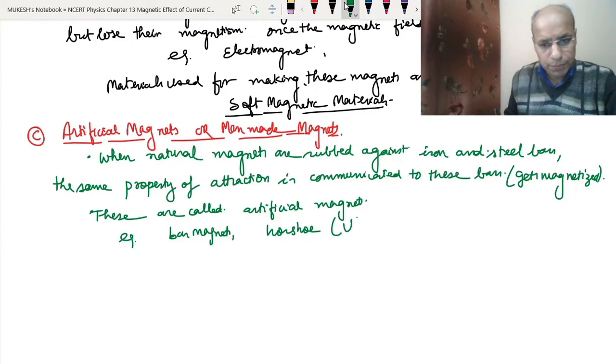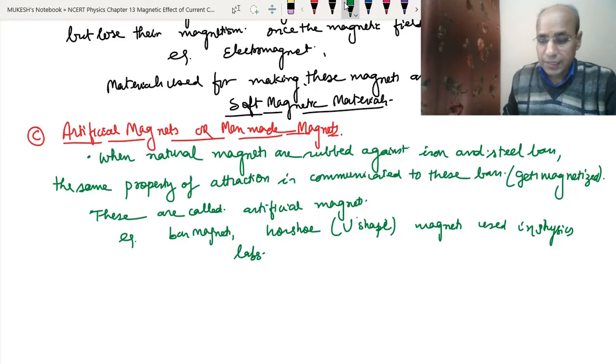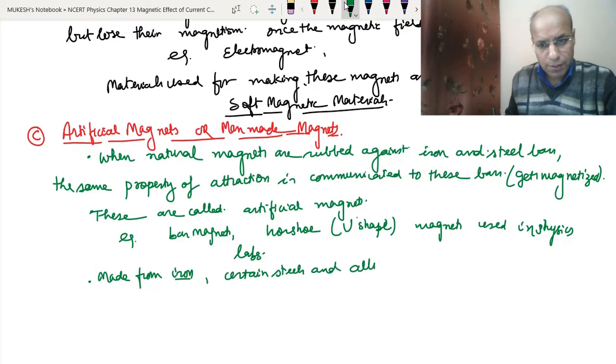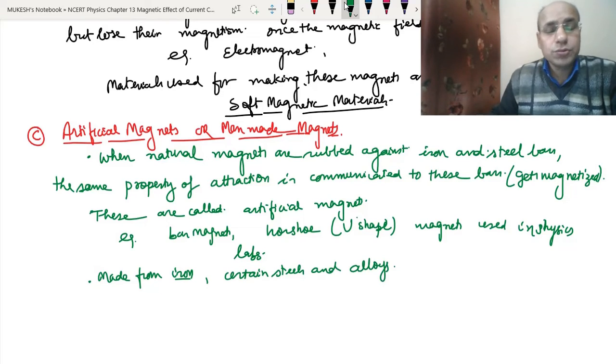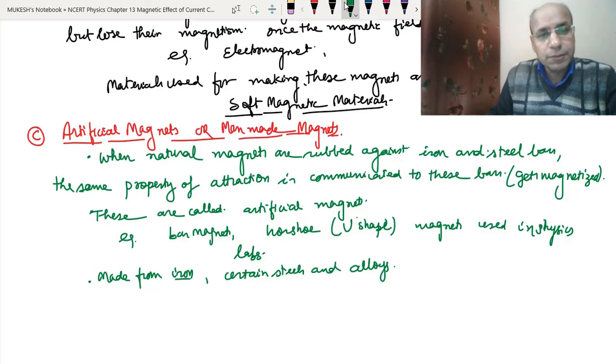Horseshoe means U shape, used in laboratories, used in physics labs. And these are made from iron, certain steels and nickel alloys, like the same ones that we learned about in permanent magnets. So the same materials can be used for artificial magnets and man-made magnets.